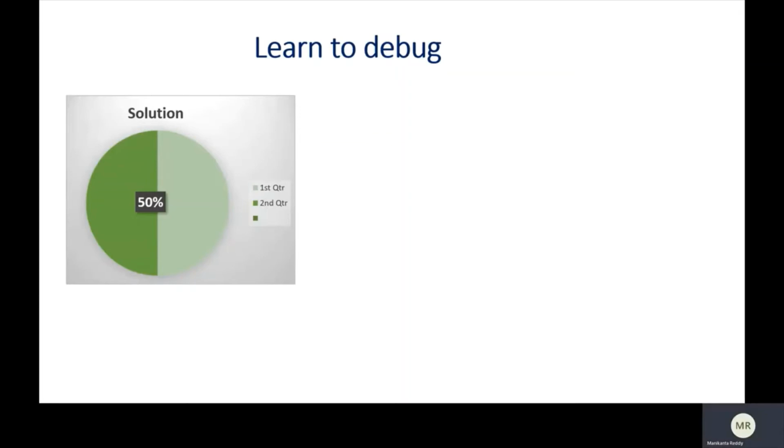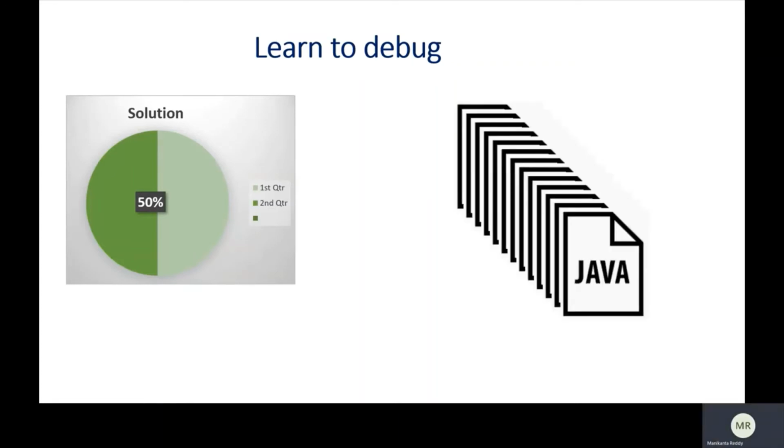Learn to debug. It's very important to learn debugging. That's because finding where the problem is, is finding 50% of the solution. Also, as a beginner, you may be writing small programs like palindrome or finding the reverse of a string or factorial of a number.